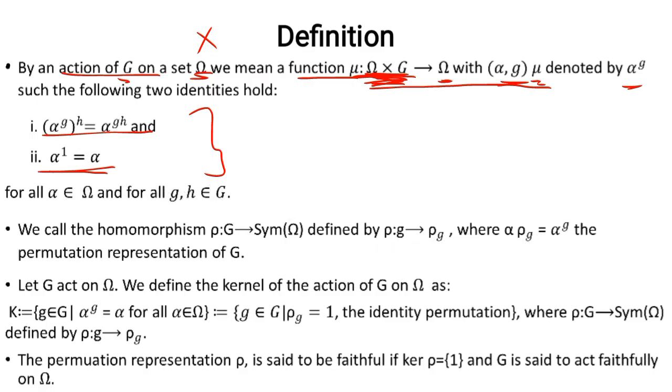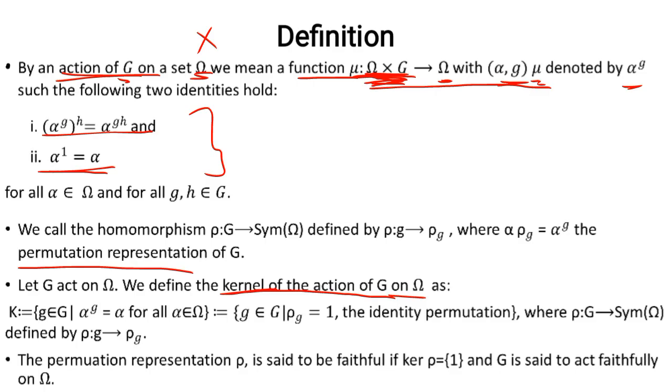The next thing you need to know is the definition of the kernel of an action of G on the set Omega. Now you know what a group action is, it's up here, and you now know what a permutation representation is. The next you need to know is the kernel of the action of G on the set Omega. You know what a kernel is; we defined it in the last class.